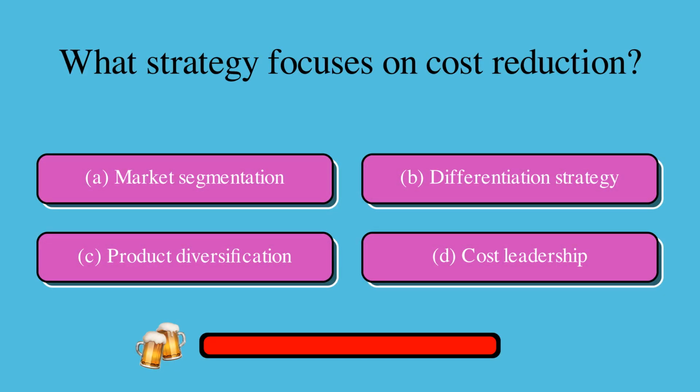What strategy focuses on cost reduction? Is it A, market segmentation, B, differentiation strategy, C, product diversification, or D, cost leadership? The correct answer is D, cost leadership.